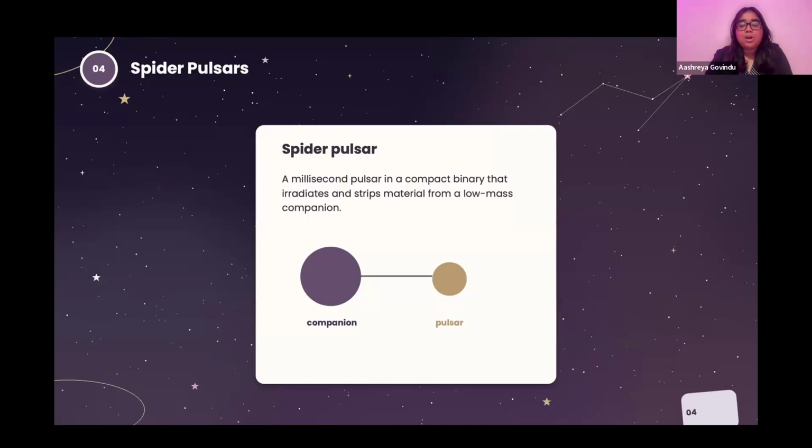And spider pulsars are millisecond pulsars, but they're also in very compact binary systems with relatively low mass companion stars. And they're called spiders because they irradiate material from the companion star over time. So essentially, it's two objects in a gravitational binary system.